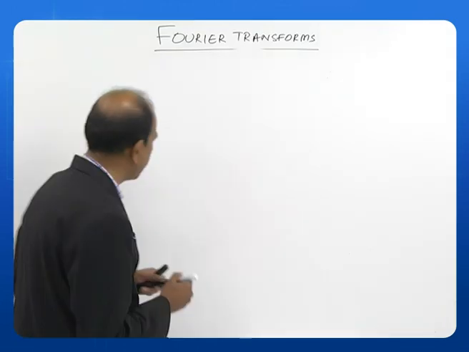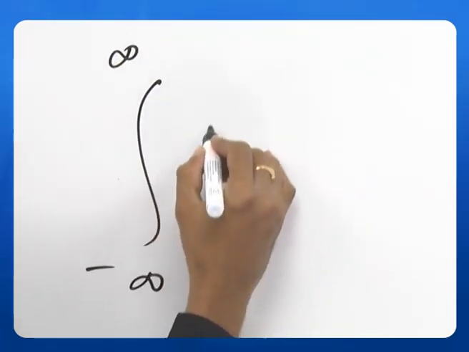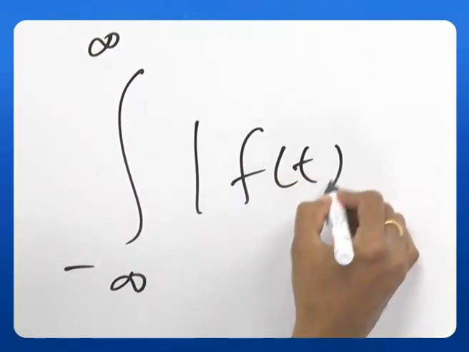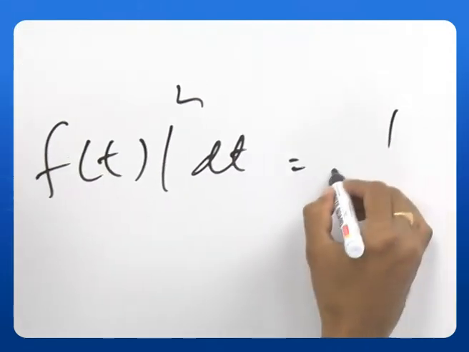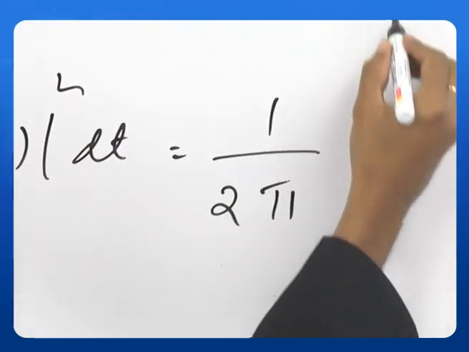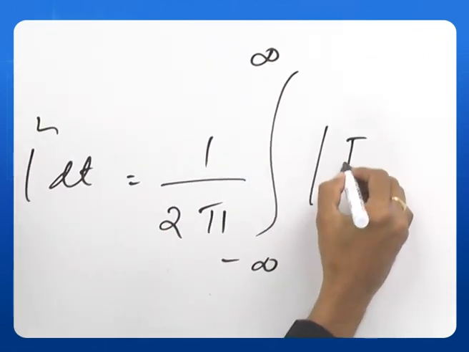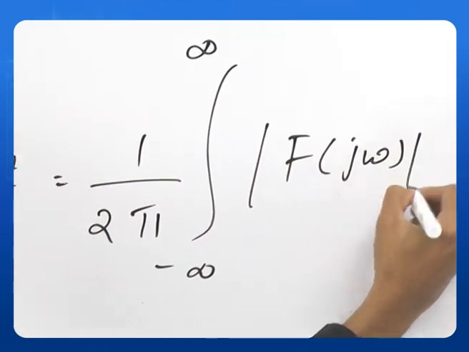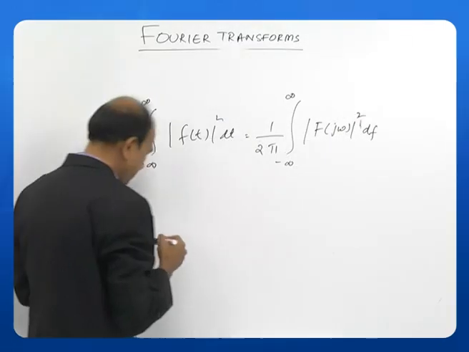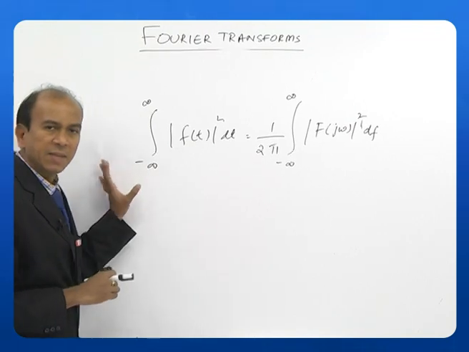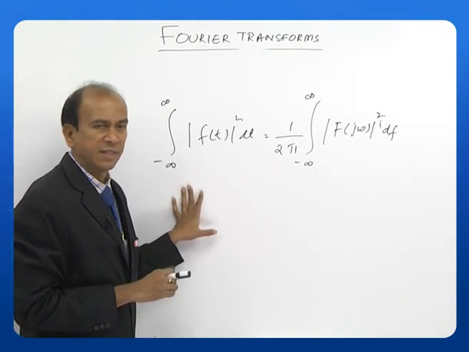That means you can write it here. So, that is what the energy says: integral from minus infinity to plus infinity of mod of f of t whole square dt will be equal to 1 by 2 pi integral from minus infinity to plus infinity of mod of F of j omega whole square d omega. So, this is the Parseval's energy theorem, also called the energy preserving theorem.